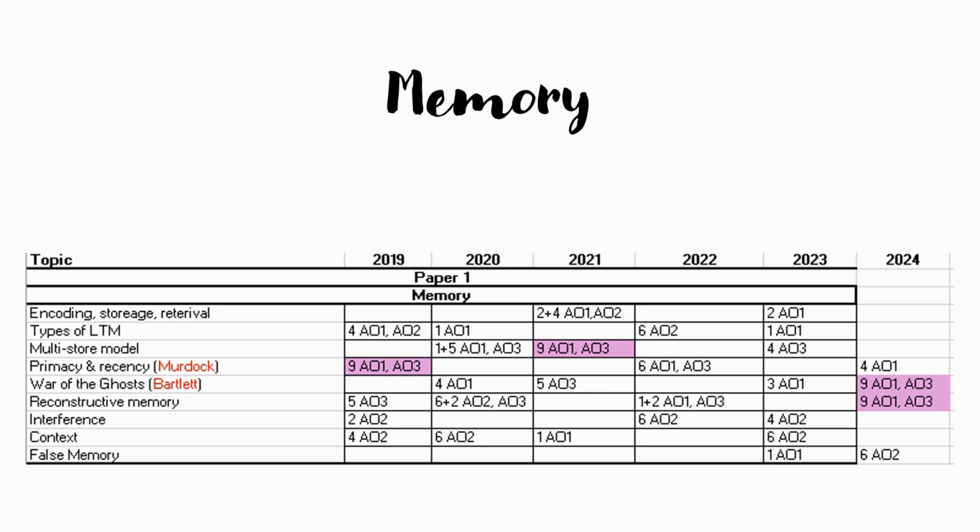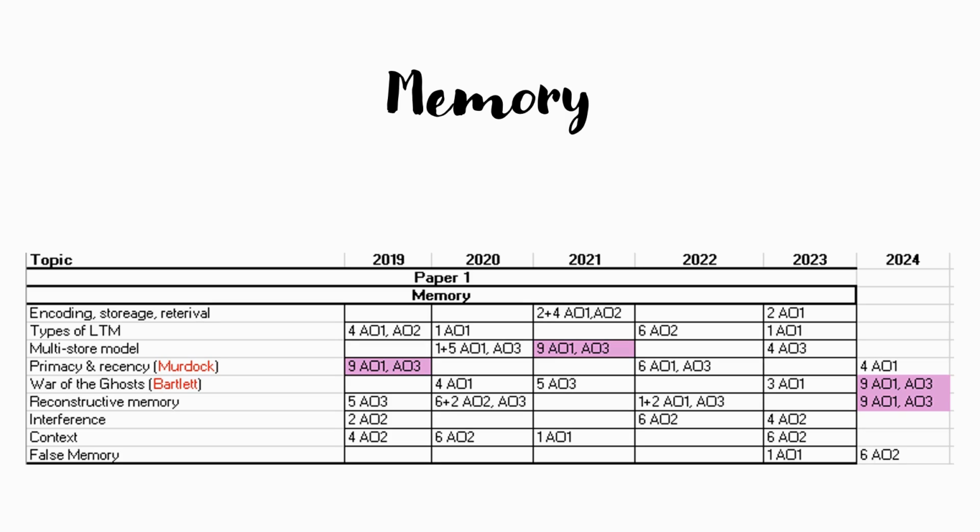Murdoch hasn't come up as just an AO1, so I've said maybe it might come up. And then false memory hasn't come up that often. So could false memory come up as either an AO1, AO2, AO3 potentially? And for those last three, interference, context, false memory, it doesn't look like they've come up as 9 markers either, so potentially something around that. So that's where we are for the memory topic.